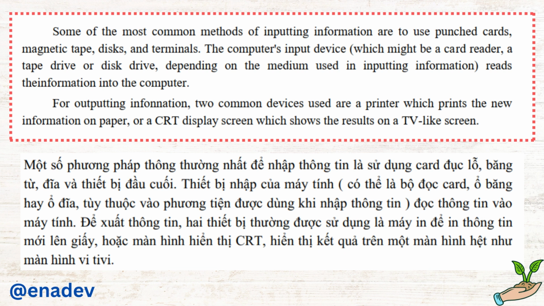Some of the most common methods of inputting information are the use of punched cards, magnetic tape, disks, and terminals. The computer's input device, which might be a card reader, a tape drive, or a disk drive, depending on the medium used in inputting information, reads the information into the computer. For outputting information, two common devices used are a printer, which prints the new information on paper, or a CRT display screen, which shows the results on a TV-like screen.